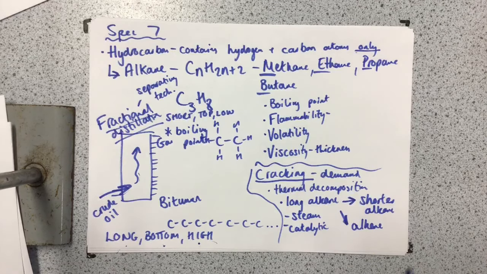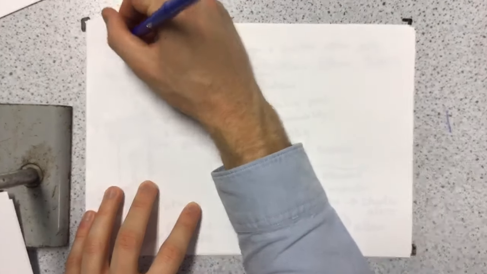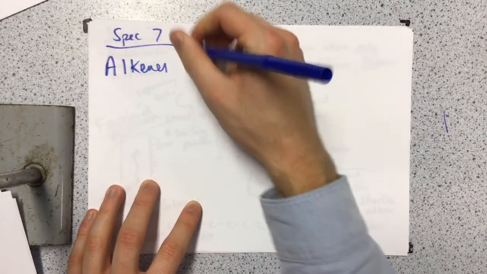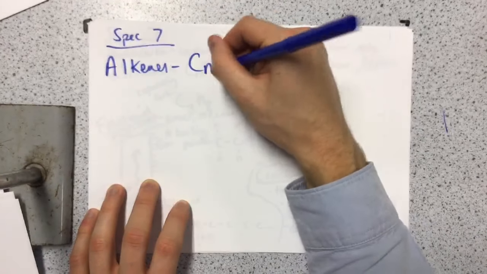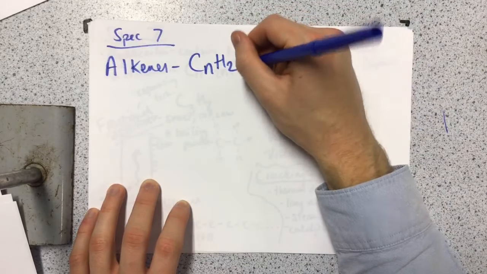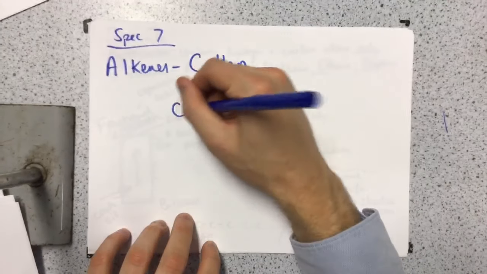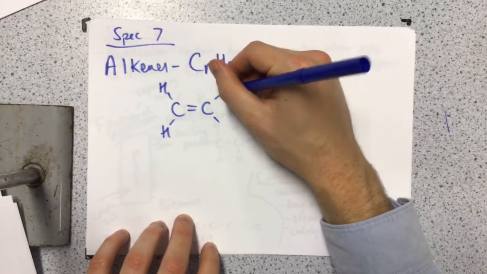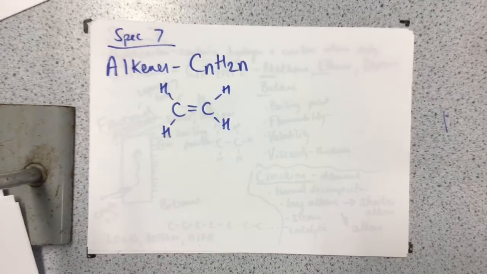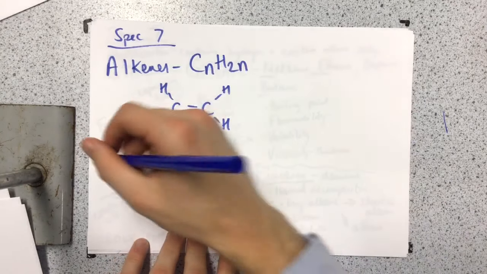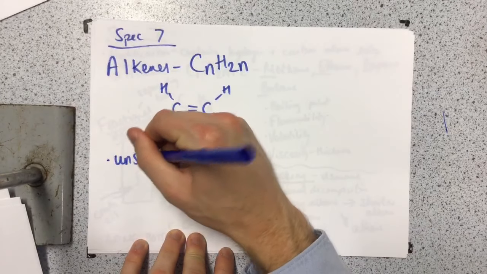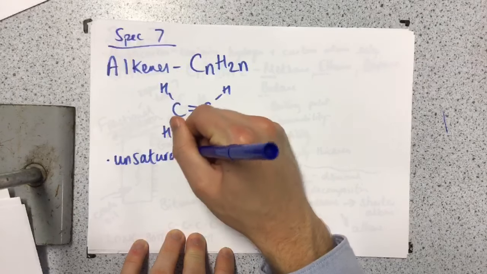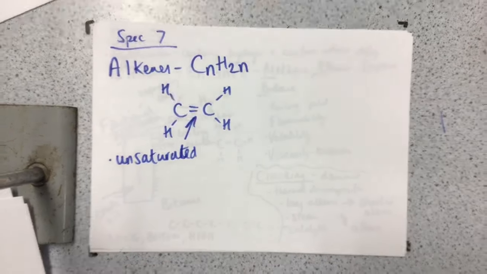Final thing for Spec 7, I'll have to bang another sheet on, but the final point you've got is alkenes. Make this nice and big. For this, you need to remember the general formula. So this time it's CnH2n. And alkenes have a double bond. An alkane only has single bonds, so it would be classed as a saturated hydrocarbon. This one you would class as unsaturated. And the reason it's unsaturated is because it has that double bond in the centre.